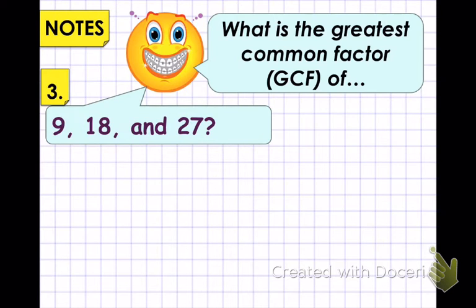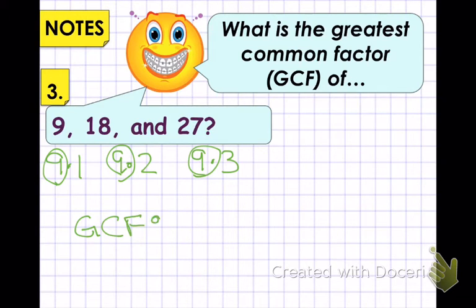What is the GCF of 9, 18, and 27? If you said 9, you are correct. If you said 3, then you would have realized it when you checked what you have left. So we have 9 is a multiple of all 3 numbers. We have 1, 2, 3 left, which do not have another common factor. Therefore, 9 is my GCF.